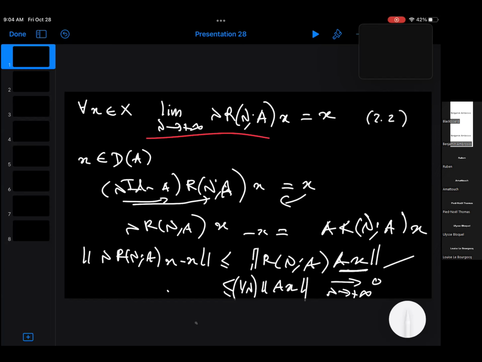So the next step is to extend it, because here in 2.2 you have for all x in x. So I let you try. This is just a small exercise because g of a is dense. So it's just a small exercise to prove that, in fact, the result is also true for x in x, not only for x in g of a, but also for x in x. So I let you think about that.